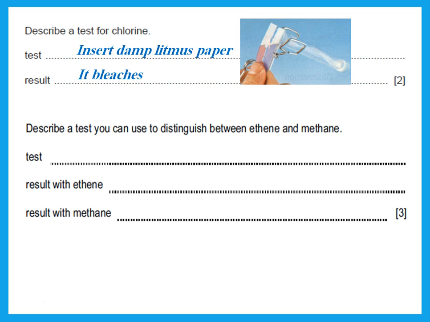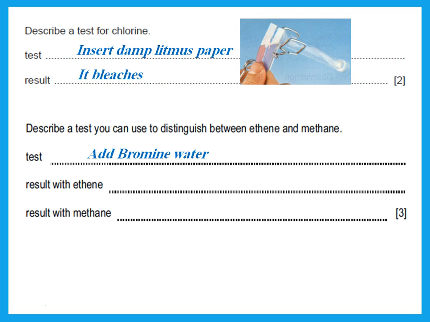Then some questions will tell you, describe a test you can use to distinguish between 2 things. So he's saying here I have ethene and methane. Which test can you use to distinguish between ethene, which is an alkene, and methane, which is an alkane? When you do organic chemistry, you realize that the ethene is the one that has a double bond between carbon atoms, and the test for that is add bromine water.